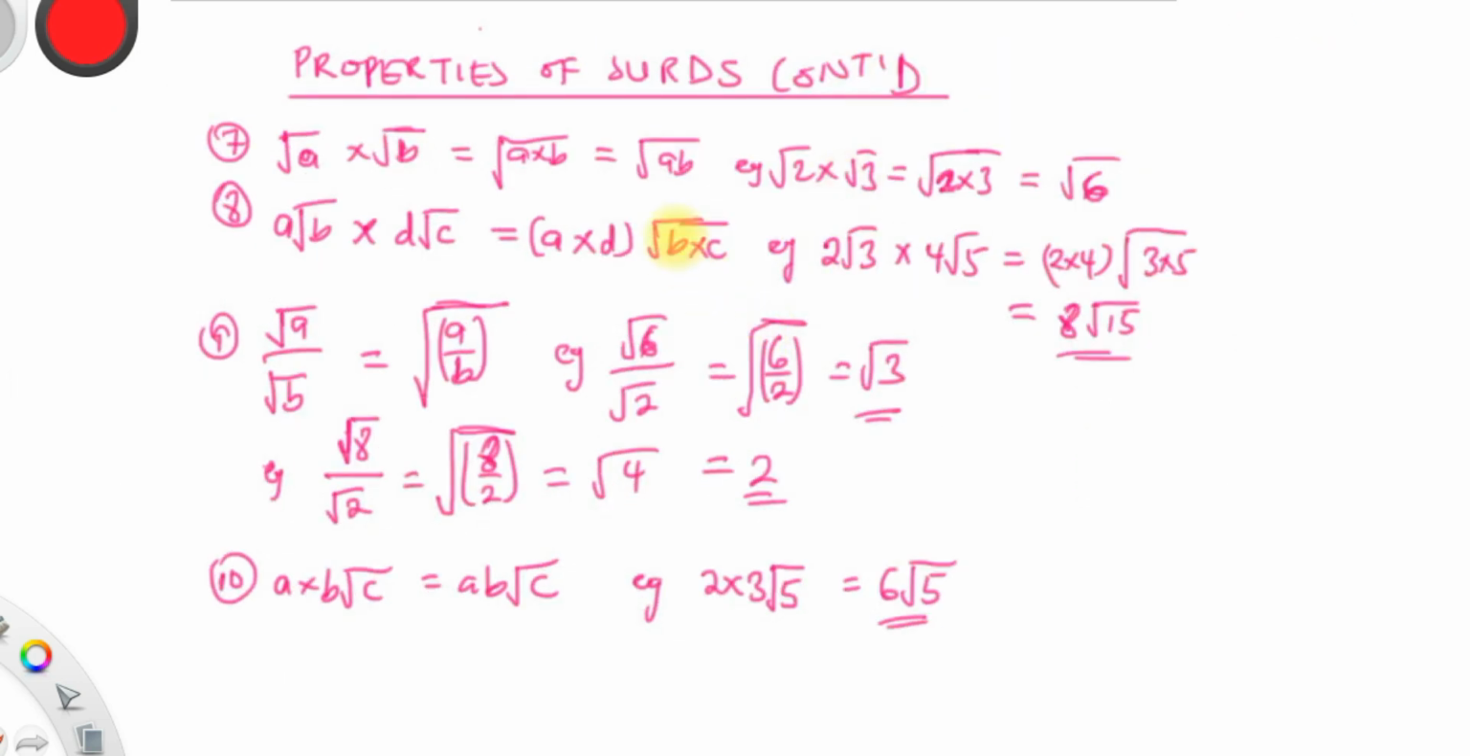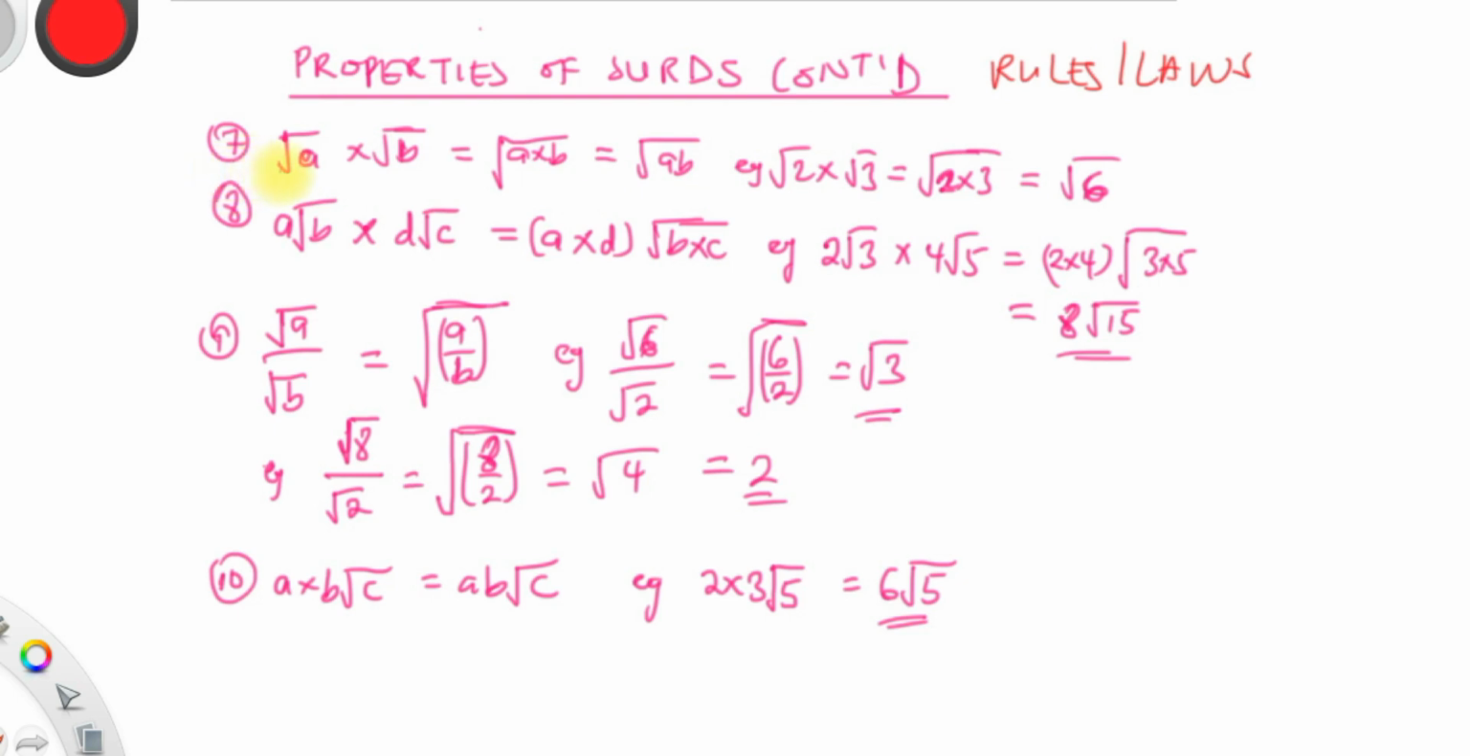Hello guys, welcome back. This is the continuation of properties of sets, rules of sets, laws of sets. This is a continuation. So let's look at property number 7, or rule number 7, or law number 7.